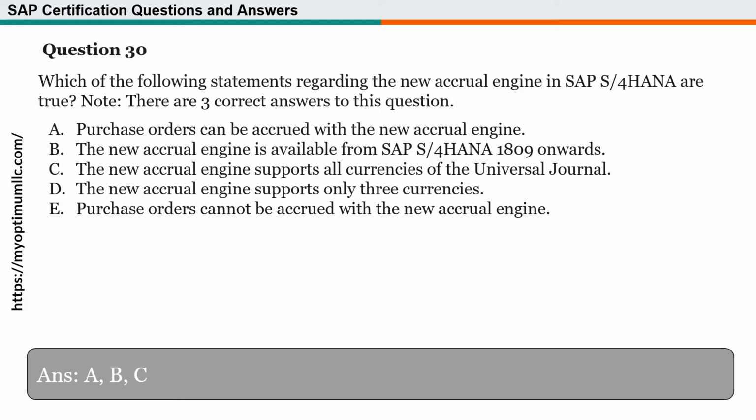Question 30. Which of the following statements regarding the new accrual engine in SAP S/4HANA are true? Note, there are 3 correct answers to this question. A. Purchase orders can be accrued with the new accrual engine. B. The new accrual engine is available from SAP S/4HANA 1809 onwards. C. The new accrual engine supports all currencies of the Universal Journal. D. The new accrual engine supports only 3 currencies. E. Purchase orders cannot be accrued with the new accrual engine.